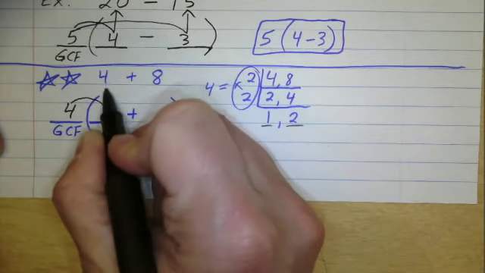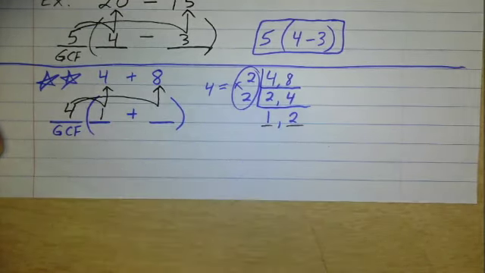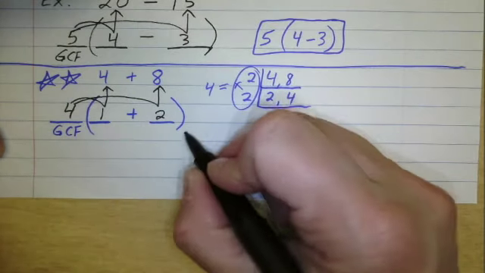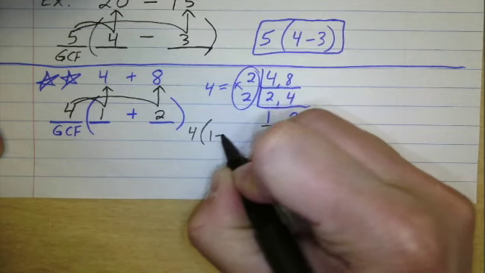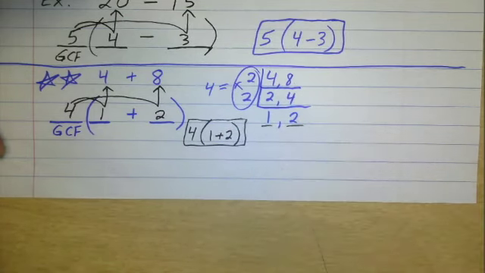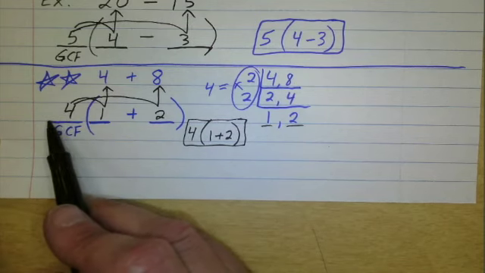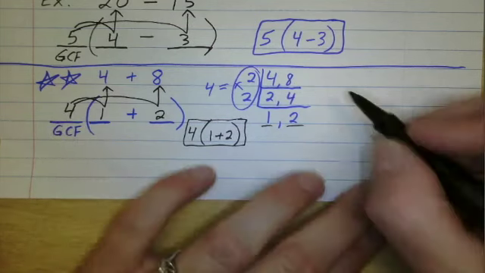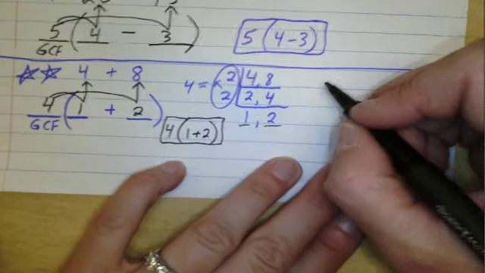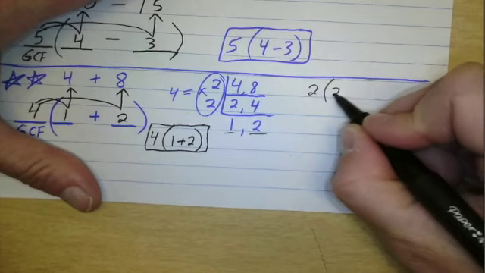So put 4 out here. 4 times this blank is 4, and I will put a 1 there. And 4 times this blank is 8, which is 2. So nice and neat, it is 4 parentheses 1 plus 2 close parentheses, box in your answer. Why did I put stars in your notes here? Some people will not put a 4 out here. Some people will say, and I'm going to write it here because I have room, they're going to write 2 parentheses 2 plus 4.